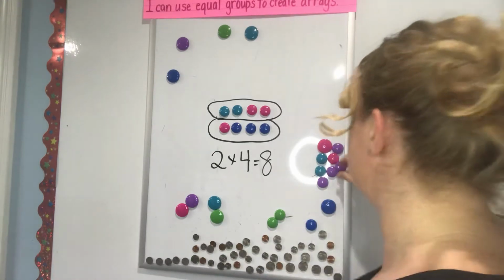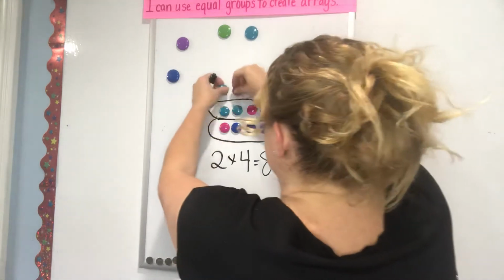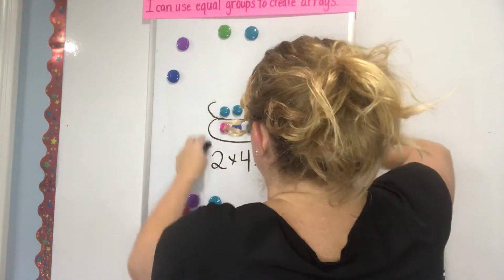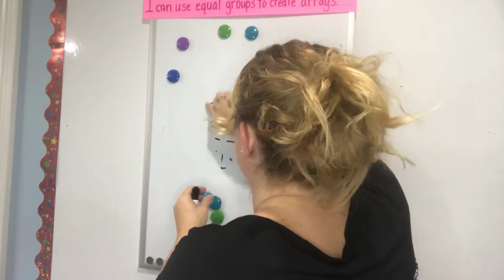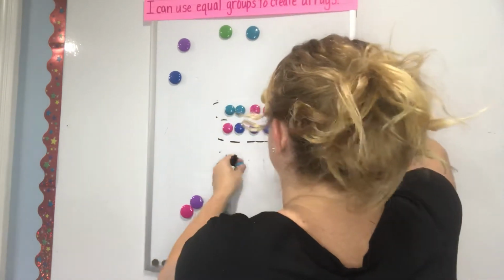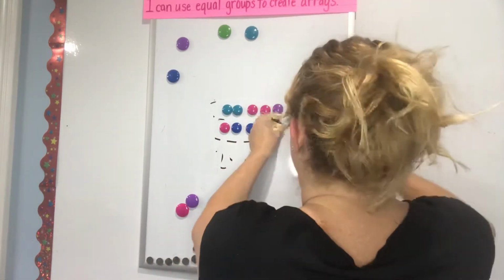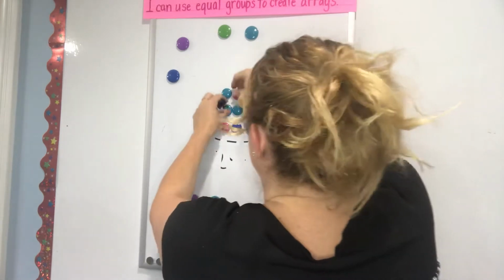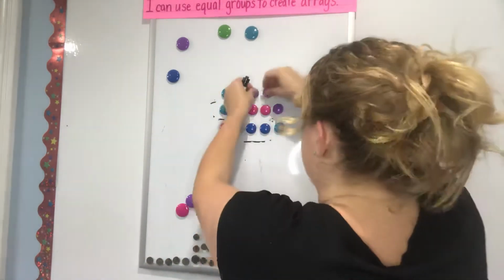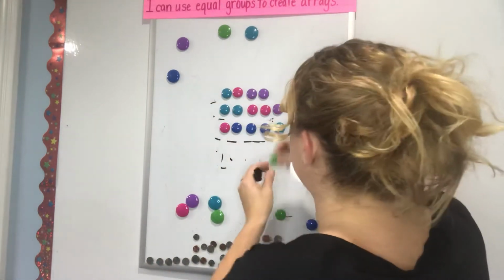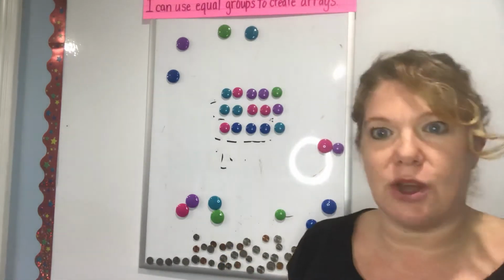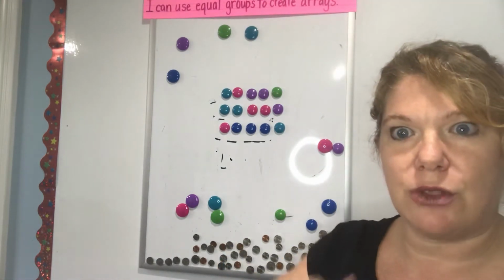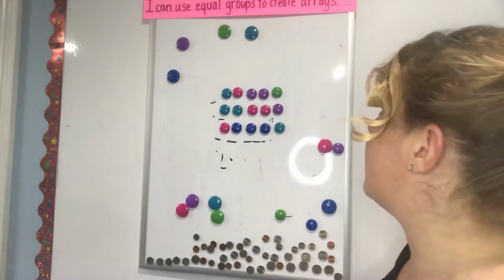Let's see if we can make another one. We'll add some in here and make a new array. Remember that an array is just a picture that shows a multiplication problem. Okay, so here we have another array. And can you guess what our first number is going to be? You have to first count the rows. And remember, they go side to side.